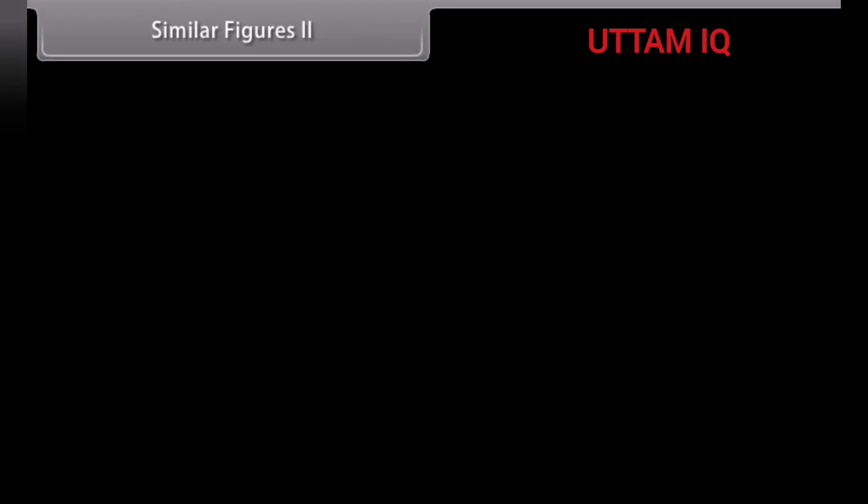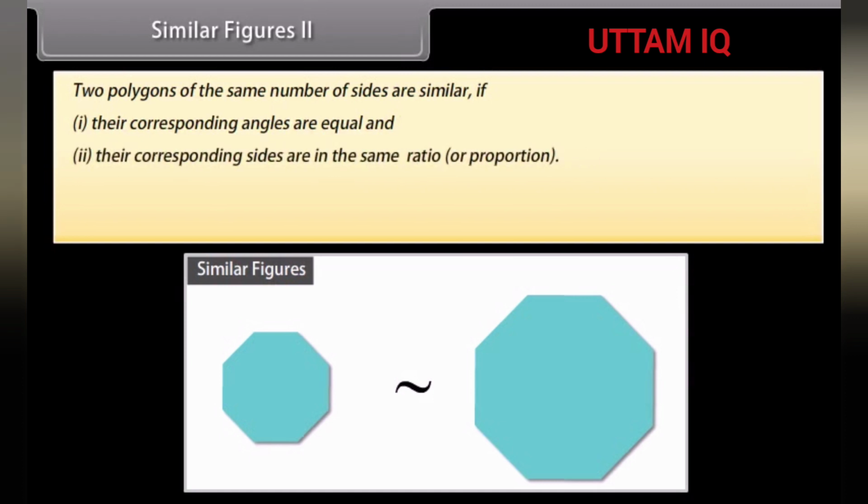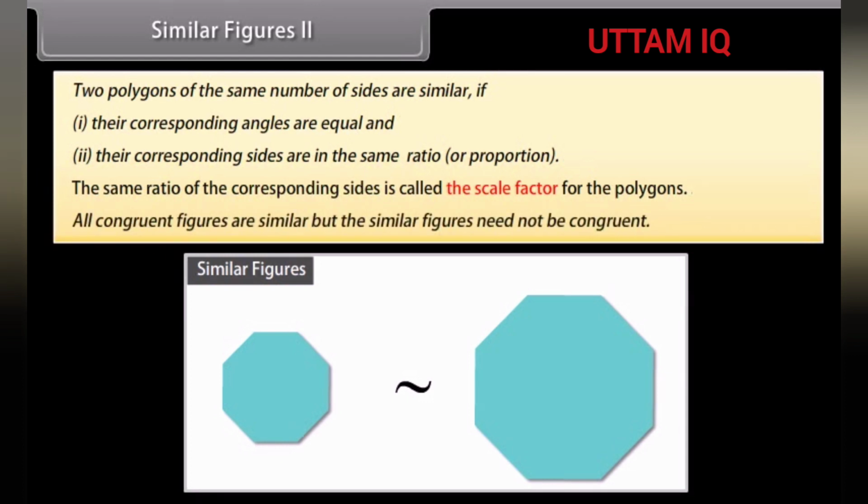Similar figures 2. Two polygons of the same number of sides are similar if 1. Their corresponding angles are equal and 2. Their corresponding sides are in the same ratio or proportion. The same ratio of the corresponding sides is called the scale factor for the polygons. All congruent figures are similar, but similar figures need not be congruent.